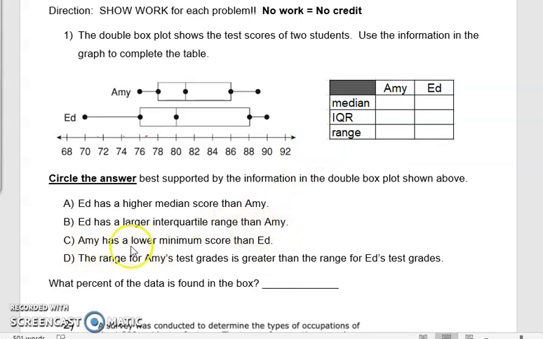Amy has a lower minimum score than Ed. The range for Amy's test grades is greater, más grande, than the range for Ed's test grades. Choose one of these that's true. What percent of the data is found in the box?